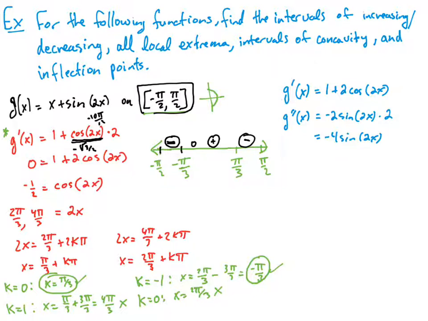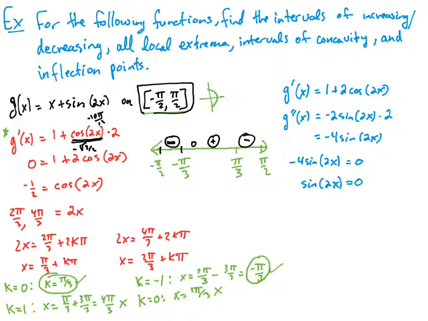Okay, again, we want to set this second derivative equal to 0. Divide both sides by negative 4, so we get sine of 2x is equal to 0. And again, to solve this equation, we ask ourselves, when is sine equal to 0? Sine is equal to 0 along the x-axis. So sine is equal to 0 at pi and 2 pi.